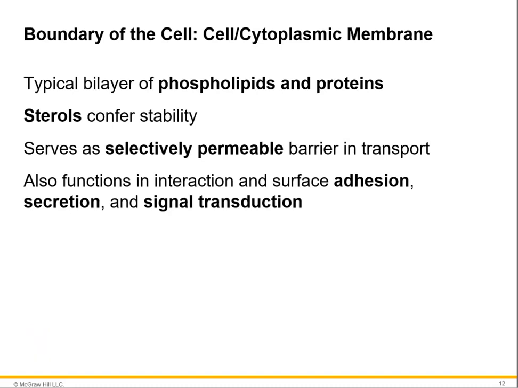Okay, the cell membrane, or the cytoplasmic membrane. This, just like in the prokaryotes, is going to be a bilayer of phospholipids with proteins kind of floating around in those phospholipids. Now, in eukaryotes, sterols are going to be important. These help confer stability to the cytoplasmic membrane, particularly cholesterol. The cell membrane is going to be selectively permeable, and it's going to function in interaction and surface adhesion, secretion, and sending and receiving signals.